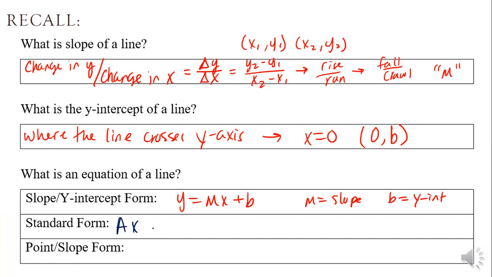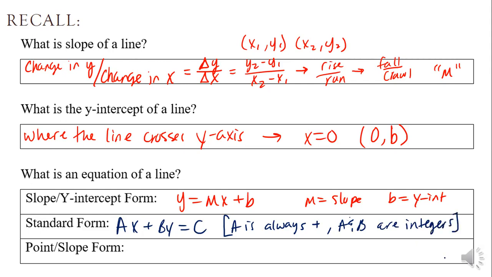is called your standard form. That's ax plus by equals c. Does that look familiar? Okay, so for this format, a is always positive, and a and b are integers. What is an integer? A number. Good job. Okay, a negative or a positive whole number. Does that make sense? It's a positive whole number and its opposite. Okay, that is what an integer is. That means it's not a decimal, it's not a fraction for a and b.